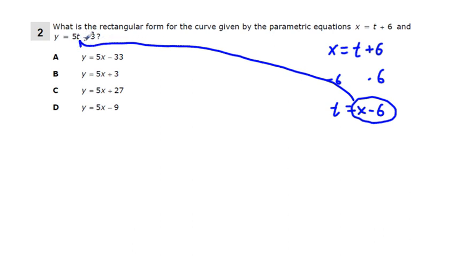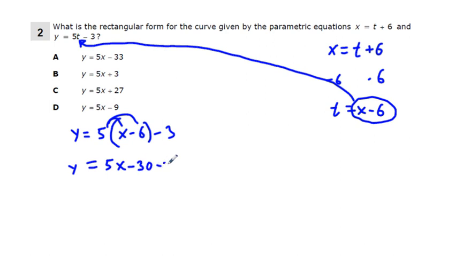So this value, x minus 6, we can take it and put it right in for that t here. I'm going to continue down below. So we have y equals 5 times quantity x minus 6. And then we bring down this minus 3. And then distributing out here, we have y equals 5x, and then 5 times negative 6 would be minus 30, minus 3. That's going to be y equals 5x minus 33. So A is our correct answer for problem 2.